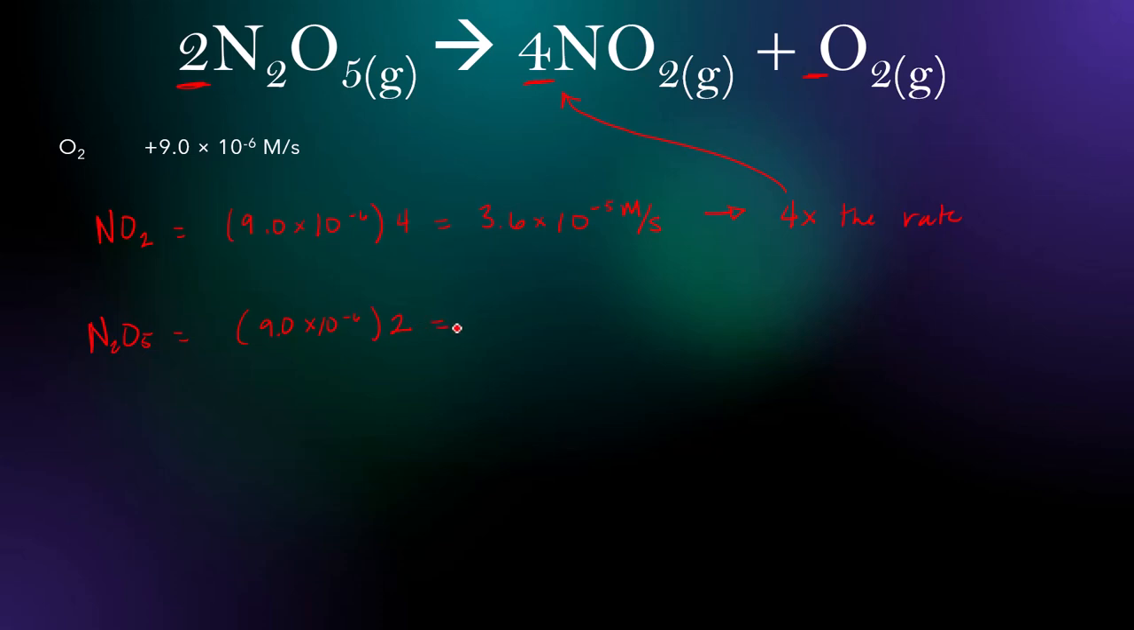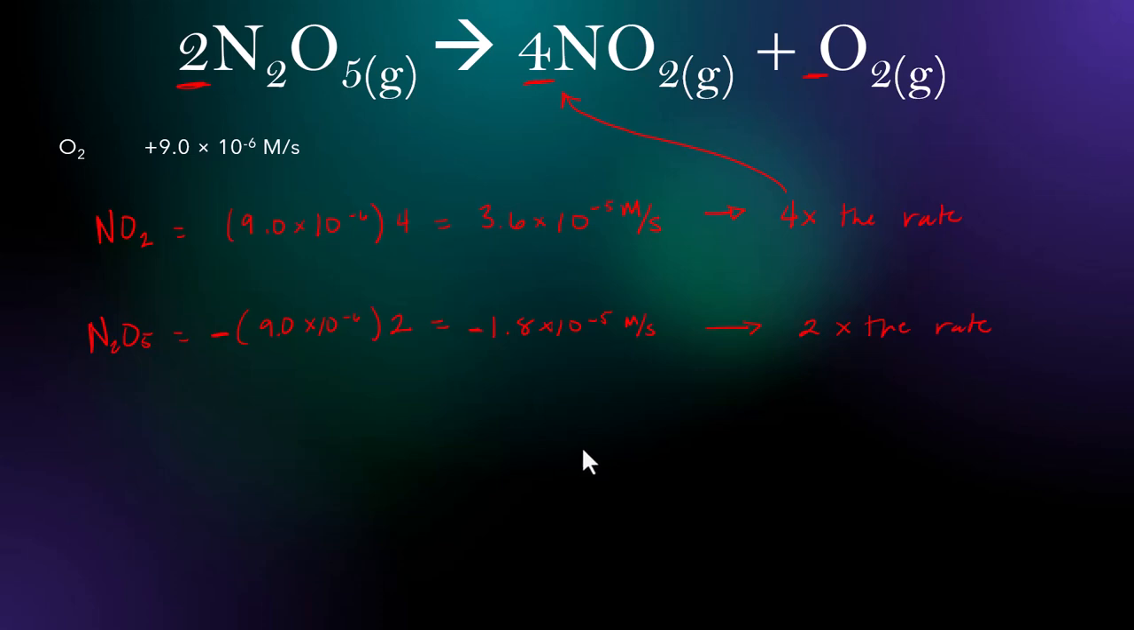And so when we multiply this out, you should get 1.8 times 10 to the negative 5. Now, because this is disappearing though, again, I'm going to put that negative in front. And so we have this negative, showing that it's disappearing at 2 times the rate.